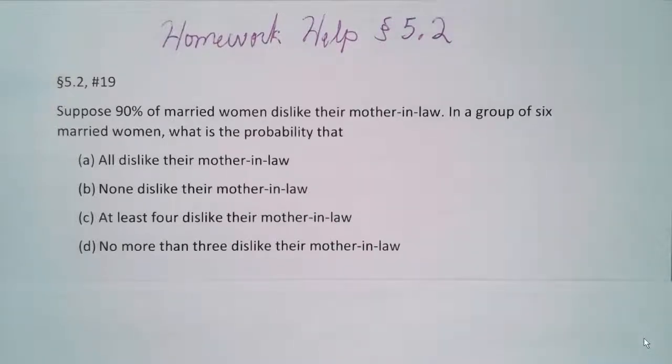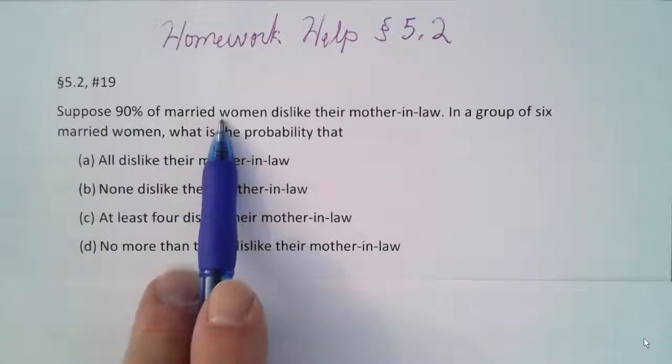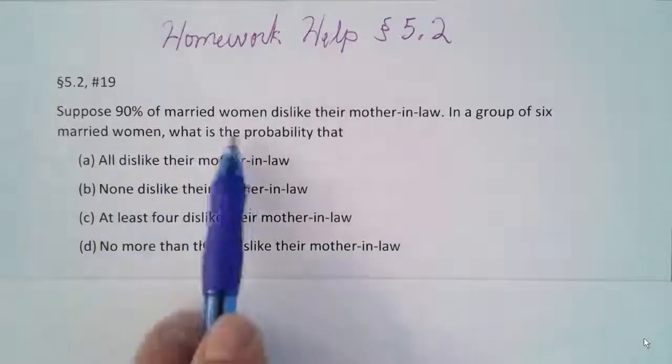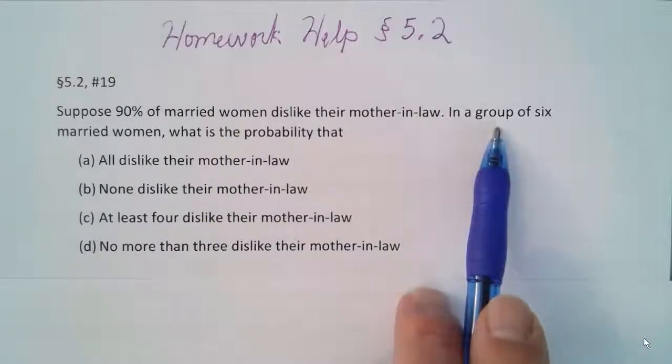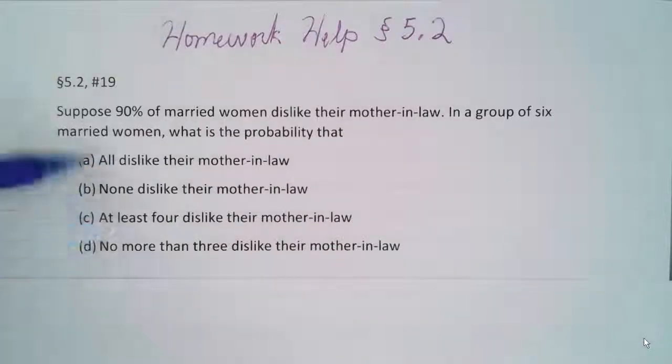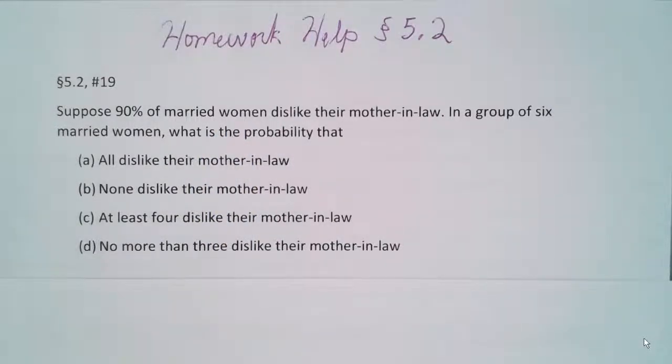The reason is I'm going to explain some things in a little more detail on this first problem, and then later problems, when similar things come up, we'll move through them quite a bit more quickly. Alright, in this situation we are to assume that 90% of married women, at least the married women that we're interested in, dislike their mother-in-law, and that we have a group of 6 married women, and we're asked questions about what the probability is that certain numbers of them will fall into the group of those who dislike their mother-in-law.